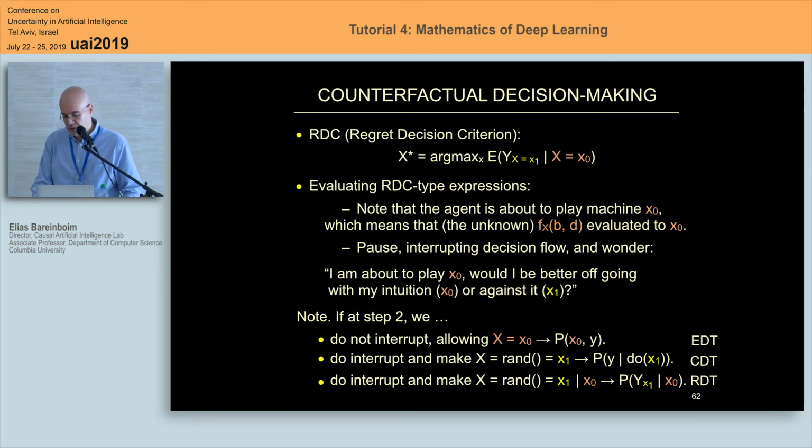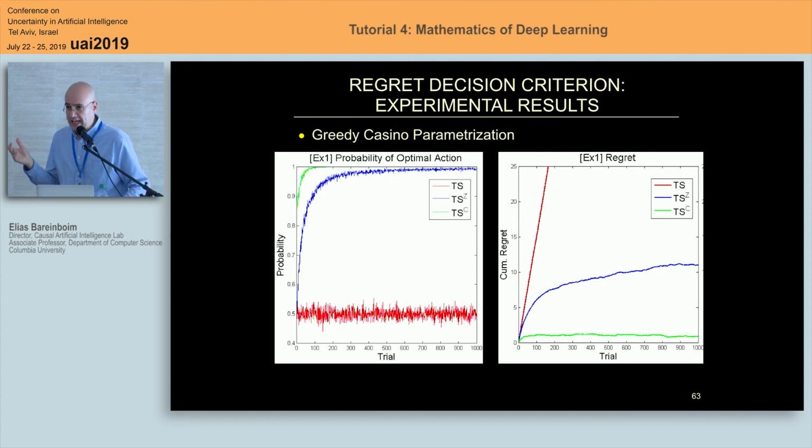If you want to put on your decision theory hat and play this game, this is the plot that we get. Same thing: on the right side, the probability of picking the correct action by the intervention. All the colors I just collapsed into red. And the blue is the one where we take the intuition into account and say, I'm about to play X0. Should I be better off going against it? And then you flip the coin. You need to deconfound the situation. Then we are able to restore some type of consistency.